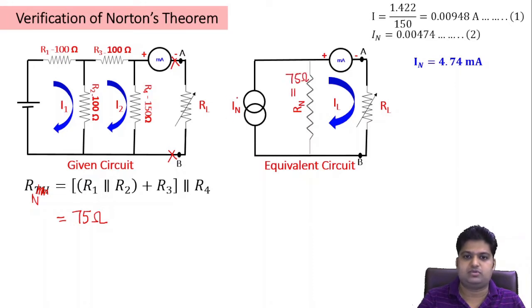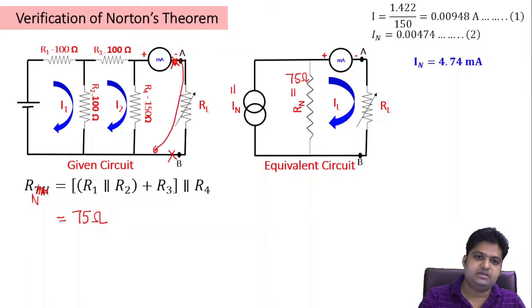Now we need to calculate what is IN. For that, we short circuit this circuit. Now when you short circuit this, what happens? No current will flow through this resistance, because a short circuit is as good as this resistance is not there. So your equivalent circuit will now have these resistances.